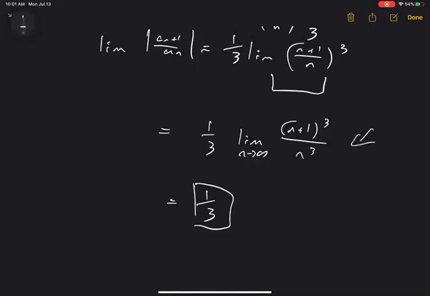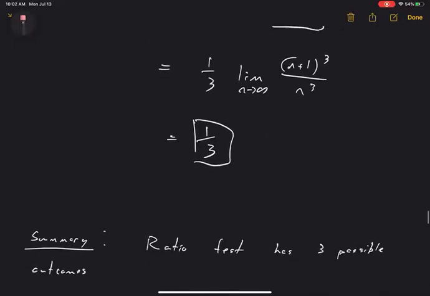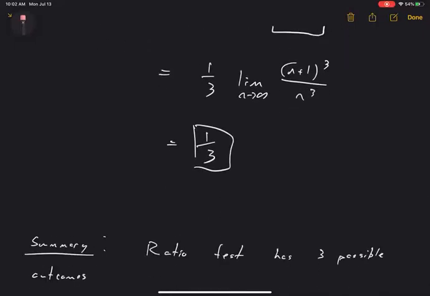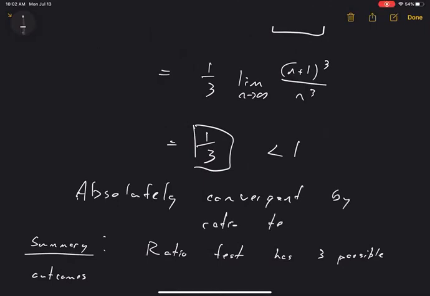If you don't see how that limit works, you need to review your limits a little bit. The limit's equal to 1/3. So again, the limit's less than 1, so our series is absolutely convergent by the ratio test.